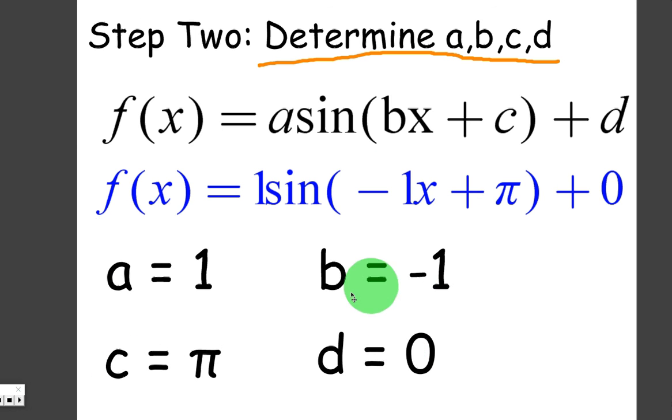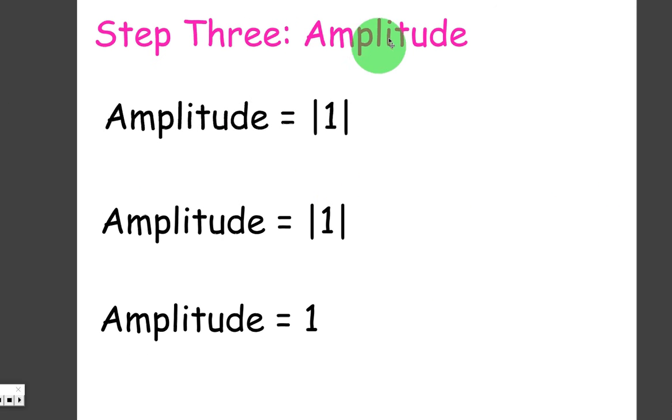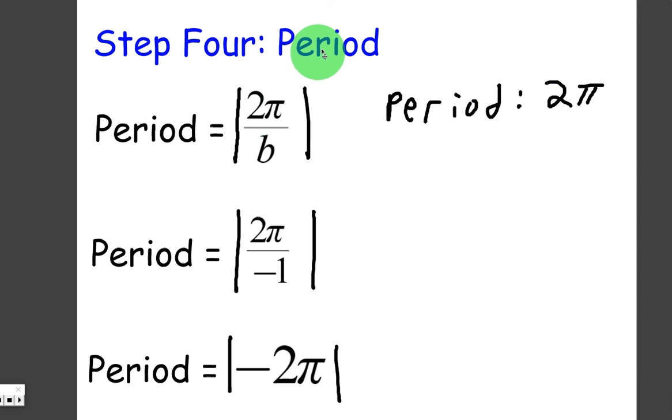Again, I told you that the frequency has to do with the b value. It's actually the absolute value of b, now that I think about it. In the last video I said it was b, but it's the number of times it repeats itself over a distance of 2 pi. So it's got to be positive, right? Okay, next we have amplitude, absolute value of a, so we know the amplitude of this function is going to be 1.